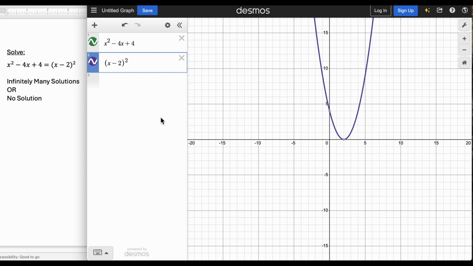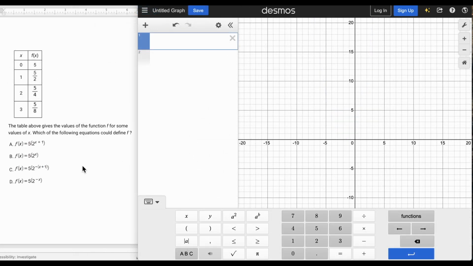In this SAT question, I'm probably going to want to use Desmos just because it's probably going to be faster. All right, I have exponential equations. I can see that by my answer choice.